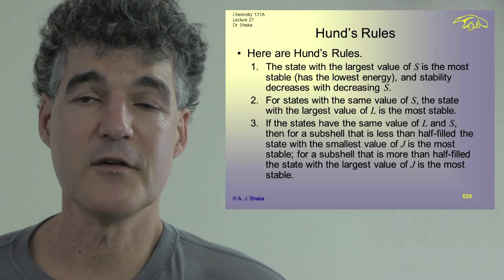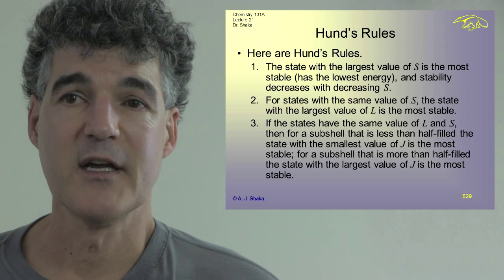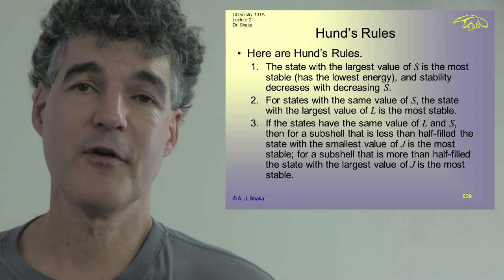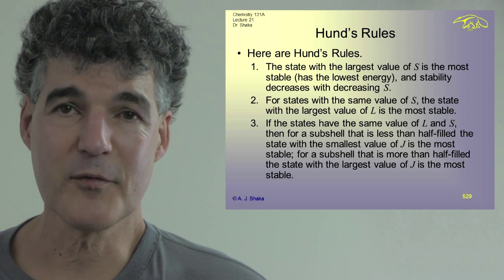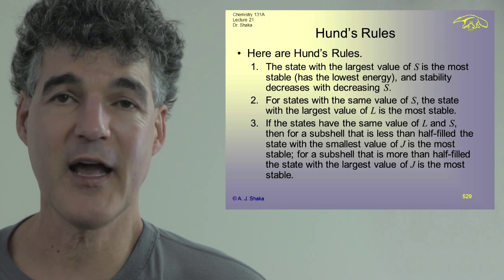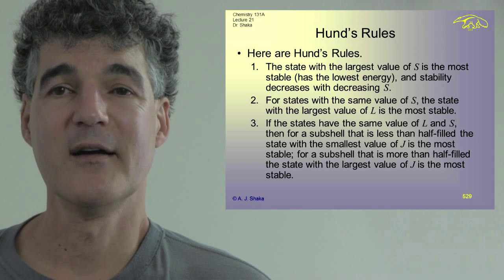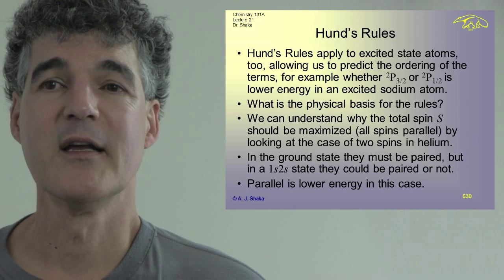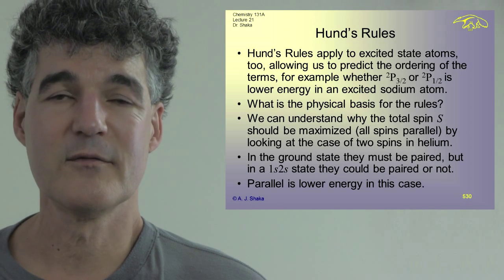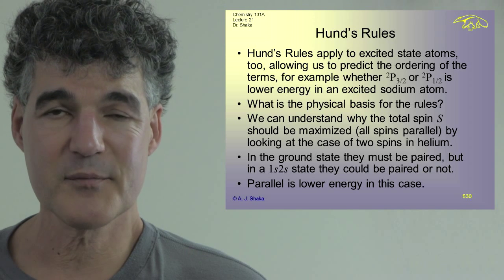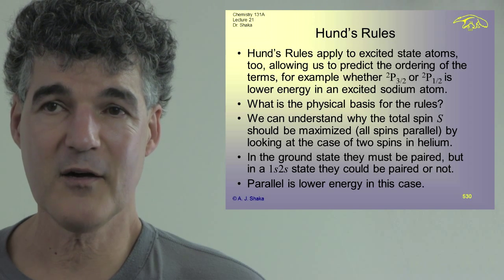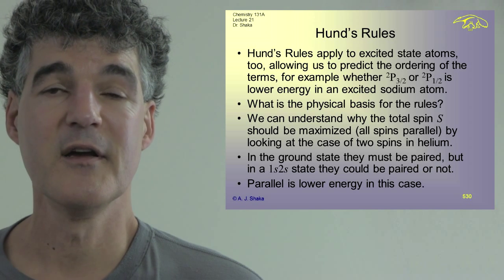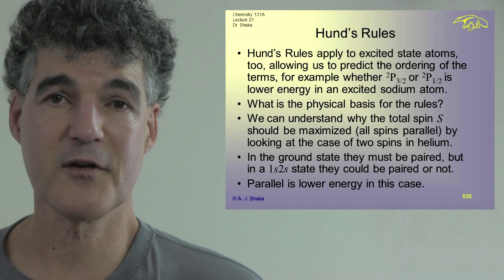At first, these rules seem to be completely arbitrary, but we can give some rationale for them that makes some physical sense. Of course, you don't invent the rules before you know the answer; you get the rules from looking at how things turn out, right? So Hund knew the answer before proposing the rules. The rules apply to excited state atoms too, but not quite as well. But they do, for example, allow us to predict the ordering of terms in atomic spectroscopy.